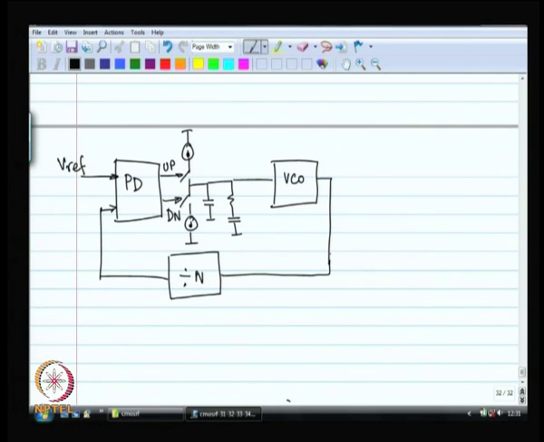Okay. So, this is my synthesizer, right. N is programmable. This is the integer n synthesizer. N is programmable. Let us say, let us take some numbers here. Let us say Fref is 1 megahertz. Let us say n is programmable between 900 and 1100. Okay. And let us say you have built the VCO to operate from 900 megahertz to 1.1 gigahertz.